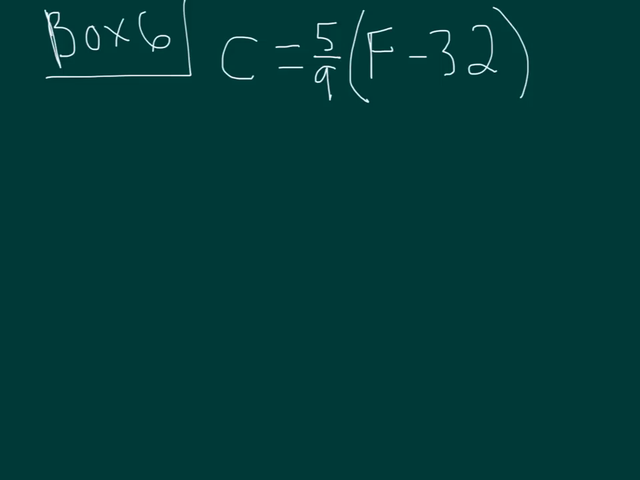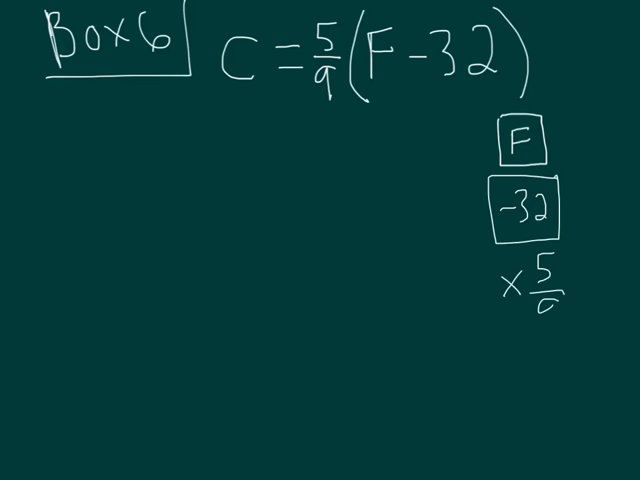Alright, so let's use the same approach. I want to solve it for F. And what they do is, the closest thing to the F is subtracting 32. So we're going to put minus 32. Then they multiply by 5/9. So let's go up this ladder here. Now, a lot of you might not know this. You could say divide by 5/9, but that's the same as multiplying times the reciprocal. So I'm going to multiply both sides by 9 over 5.